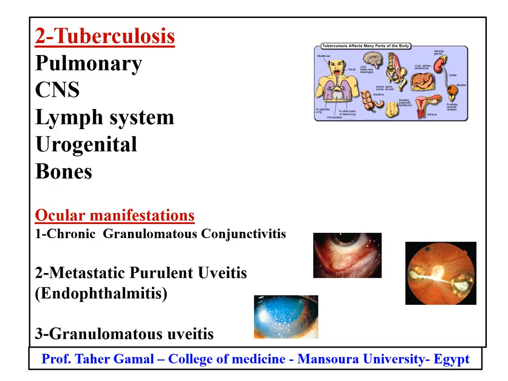The other systemic bacterial infection is tuberculosis. Tuberculosis may be pulmonary, of the central nervous system, lymph nodes, urogenital, or in the bones. The ocular manifestation of tuberculosis is chronic granulomatous conjunctivitis, metastatic purulent uveitis, endophthalmitis, or granulomatous uveitis.